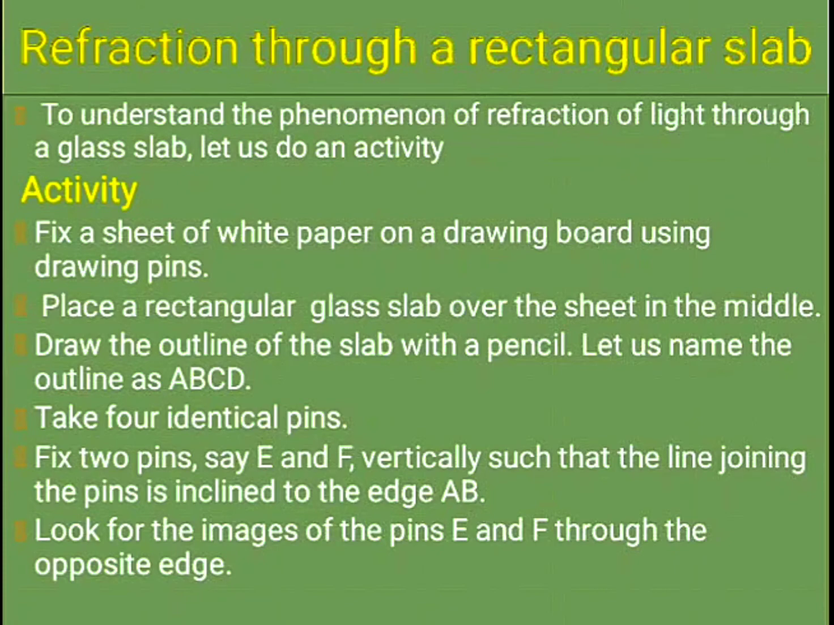Fix a sheet of white paper on a drawing board using drawing pins. Place a rectangular glass slab over the sheet in the middle. Draw the outline of the slab with a pencil. Let us name the outline as A, B, C, D. Now take 4 identical pins. Fix 2 pins, say E and F, vertically such that the line joining the pins is inclined to the edge AB. Look for the images of pins E and F through the opposite edge of the slab.